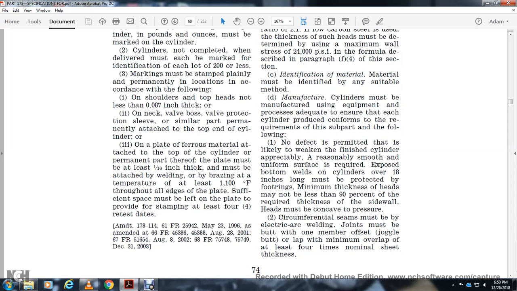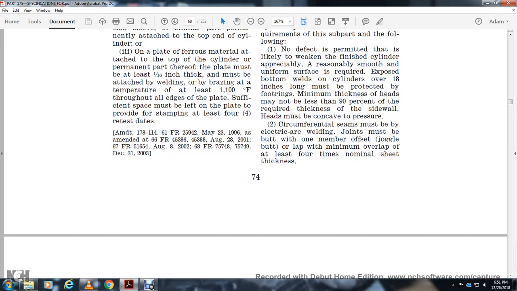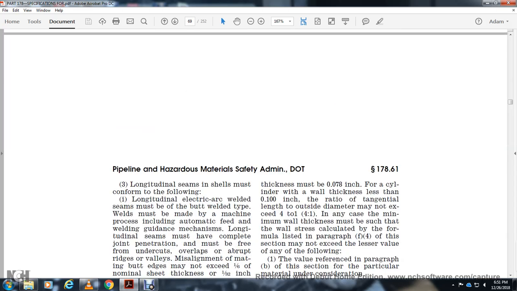The pressure of the circumferential seam must be made with electric arc welding. Joints must be butt with one member offset, with a joggle butt or lap, with a minimum overlap of at least 4 times the nominal sheet thickness. Longitudinal seams must conform to the following. The longitudinal electric arc welds must be butt welds. The type of welds must be made with a machine process, including automatic feed of the weld.